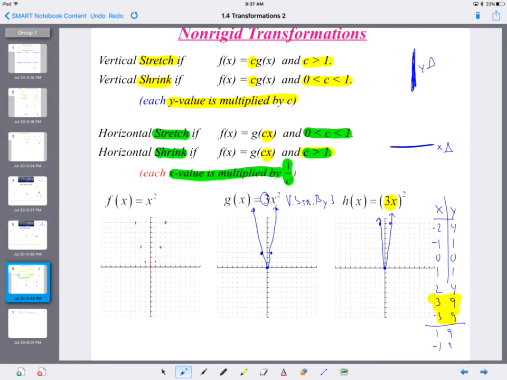And so that represents a horizontal shrink. Once again, it looks like a vertical stretch as well. So that is it. That ended on a good note.